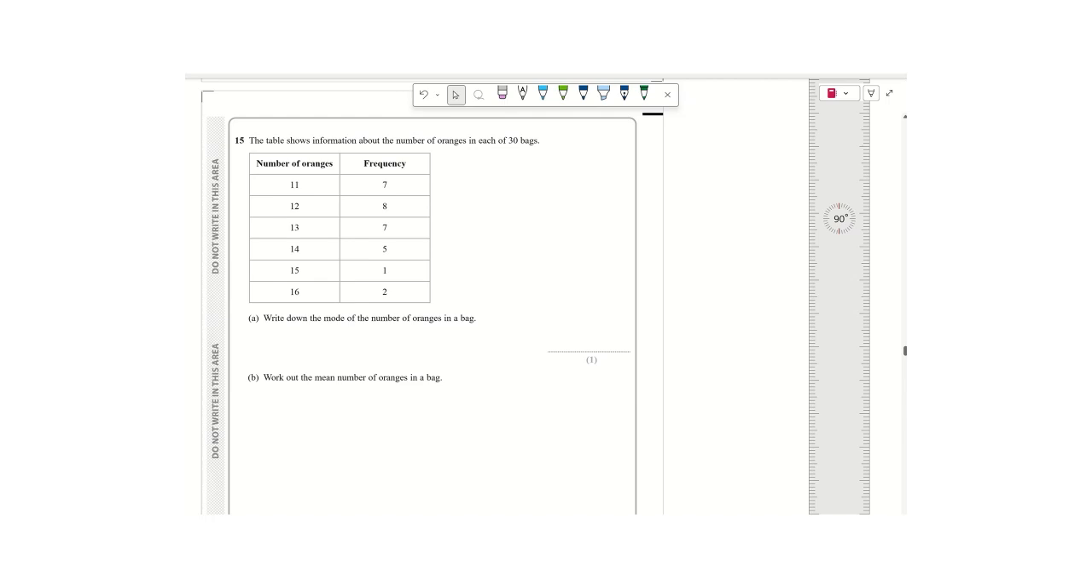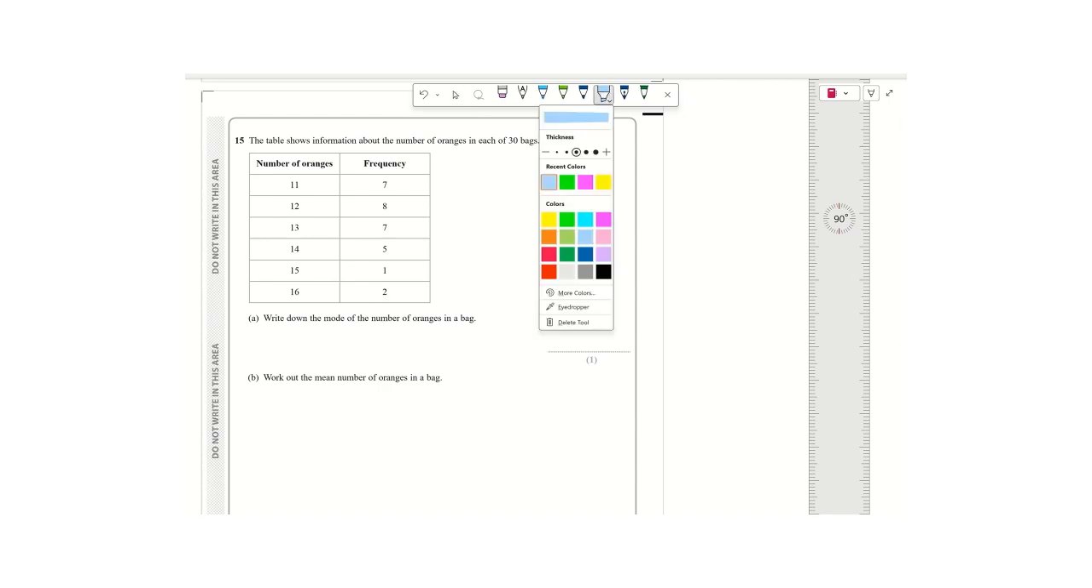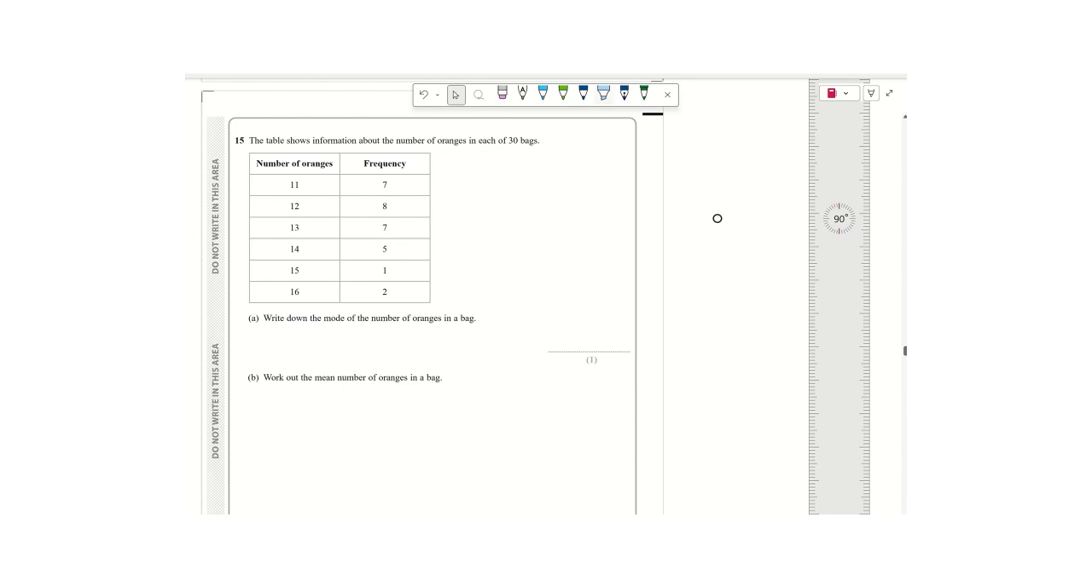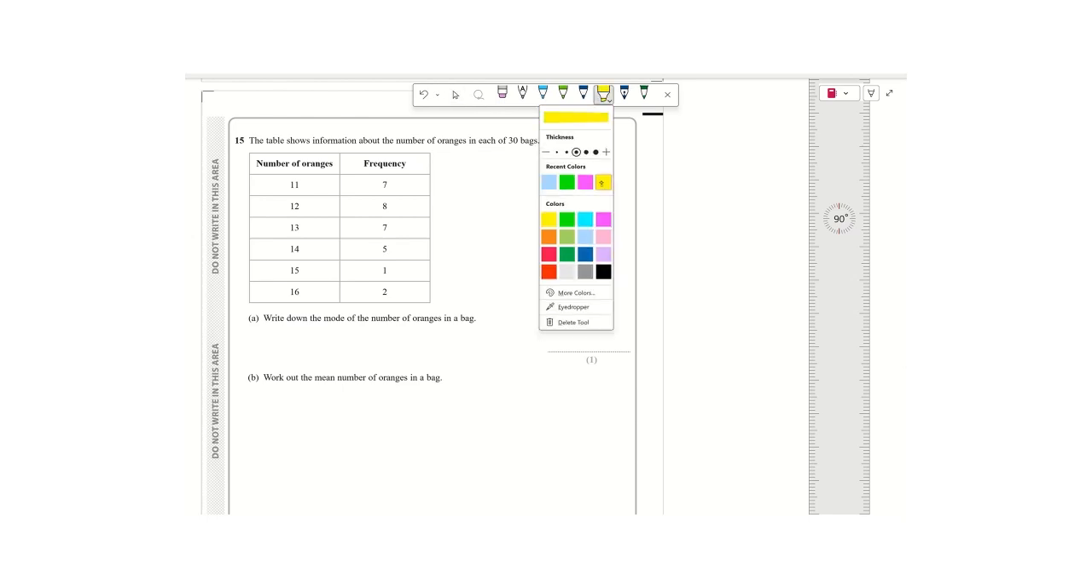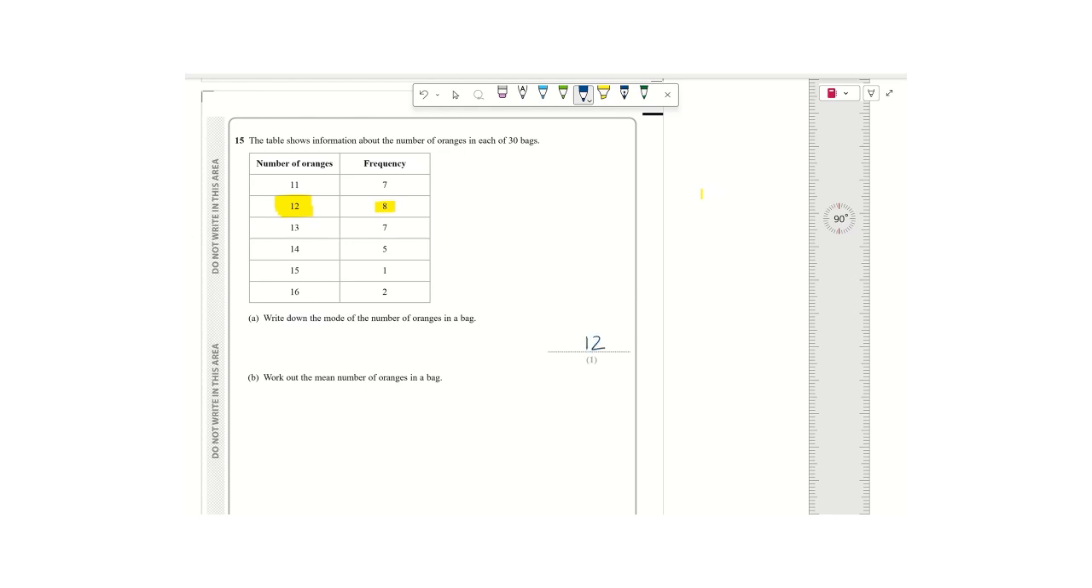So we've got how many oranges in 30 different bags? And part A says what is the mode. So mode is the most common. So it's the one that there's most of. And if you look at that table, you can see there's 8 times that we have 12 oranges. So 12 is the modal number of oranges, because it's always a value of oranges in this case that we're interested in.